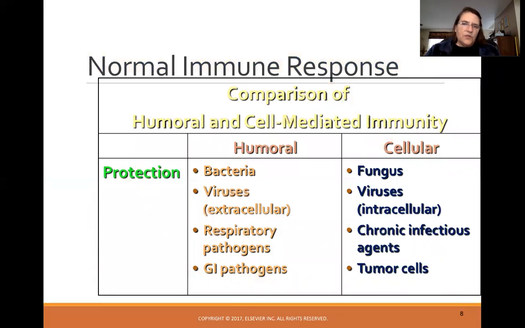For protection, the humoral system works against bacteria, viruses, extracellular pathogens, respiratory pathogens, and GI pathogens. In cellular, for protection, they work against fungi, viruses, intracellular viruses, chronic infection agents, and tumor cells.